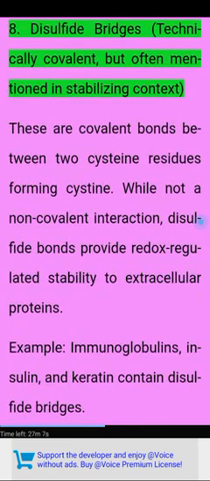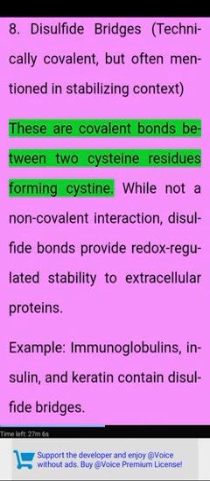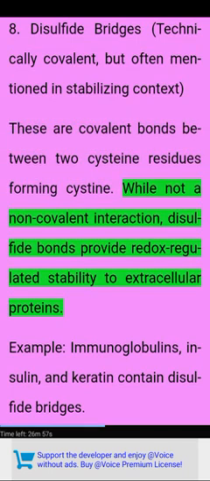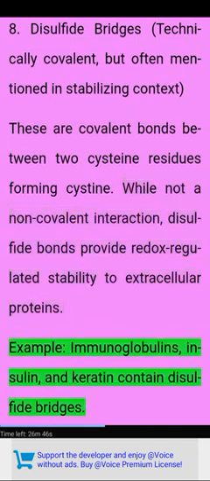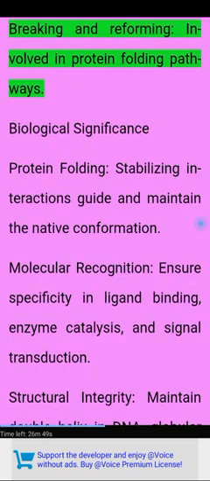8. Disulfide bridges, technically covalent, but often mentioned in stabilizing context. These are covalent bonds between two cysteine residues forming cystine. While not a non-covalent interaction, disulfide bonds provide redox-regulated stability to extracellular proteins. Examples: immunoglobulins, insulin, and keratin contain disulfide bridges. Breaking and reforming are involved in protein folding pathways.